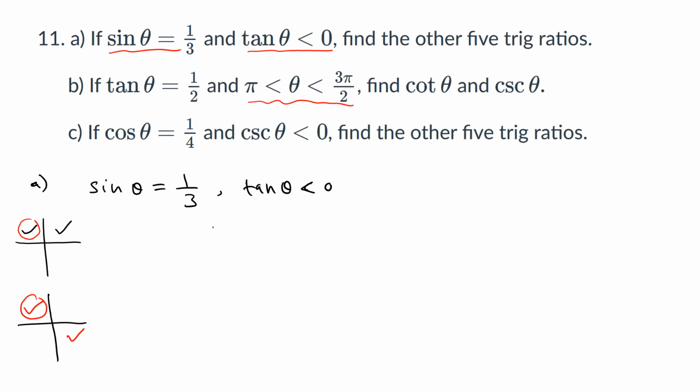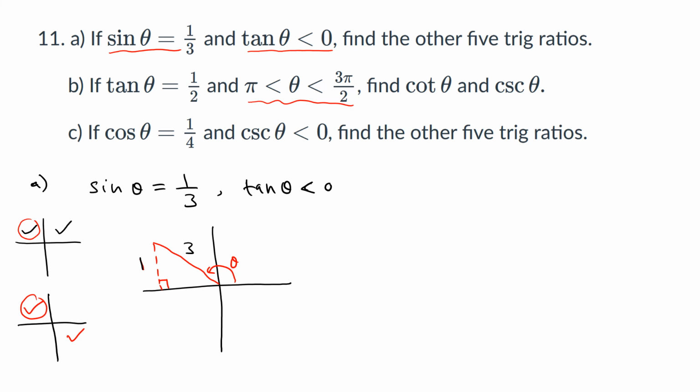So using that fact, what we're going to do now is draw the angle. It's in the second quadrant, so it's going to look like that. And then we drop the perpendicular. So this is the angle. Now we're going to put in this information. Sine is opposite over hypotenuse. So it is 1 over 3.